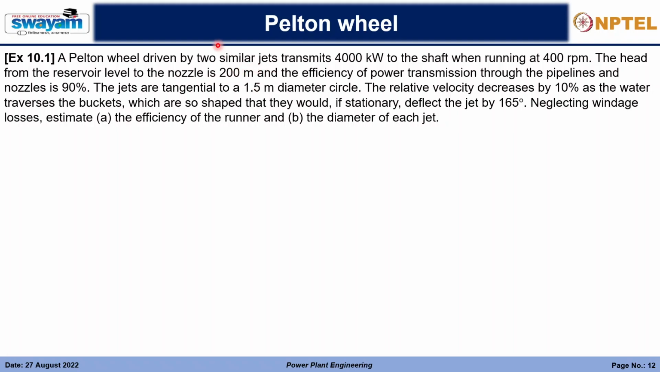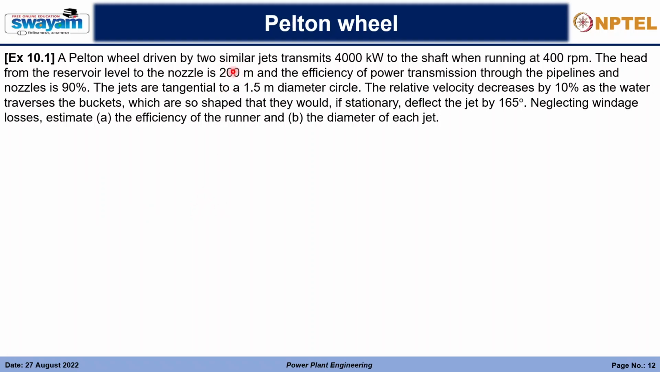Okay, the head means the water is coming from a certain height, right? So the height is given as 200 meter, and that height is actually the potential energy with respect to this turbine. The higher the potential energy, the higher will be the kinetic energy of the leaving jet, right? So this is a very important parameter.